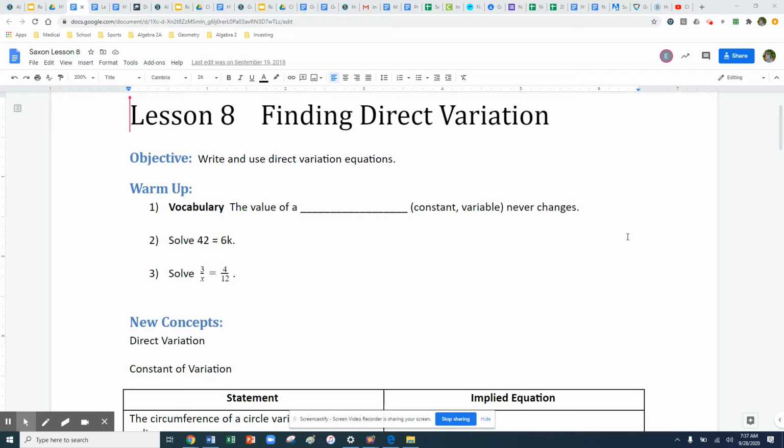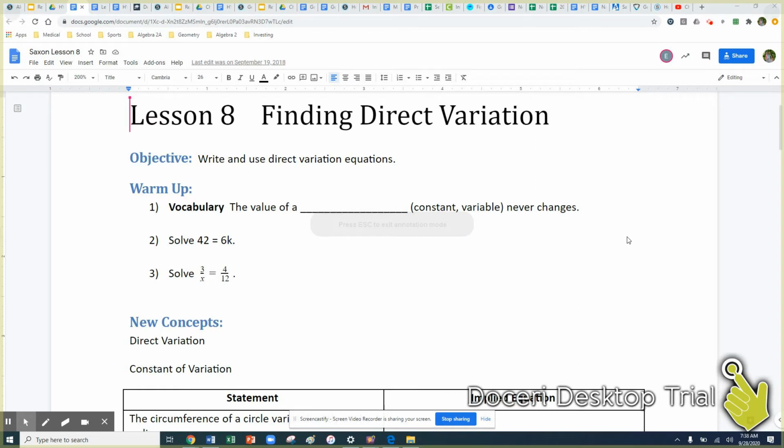So number one, the value of a blank never changes. You can probably think about science for this too. In science, they call it something different. They call it the control. But the value of a constant or variable never changes. What do you think? So what never changes, a constant or a variable? Constant. Constant stays the same.